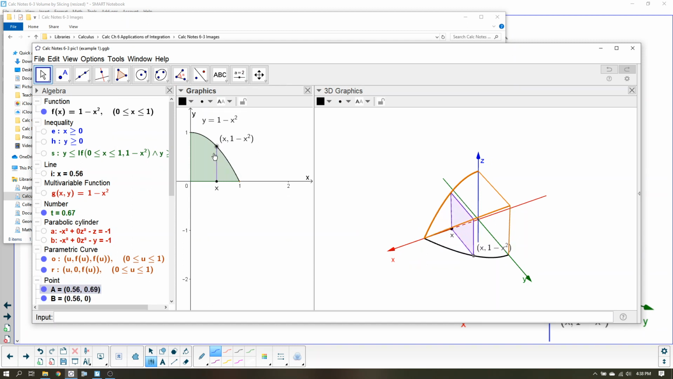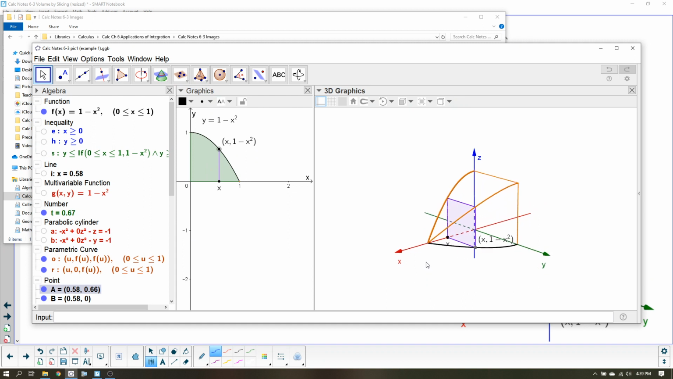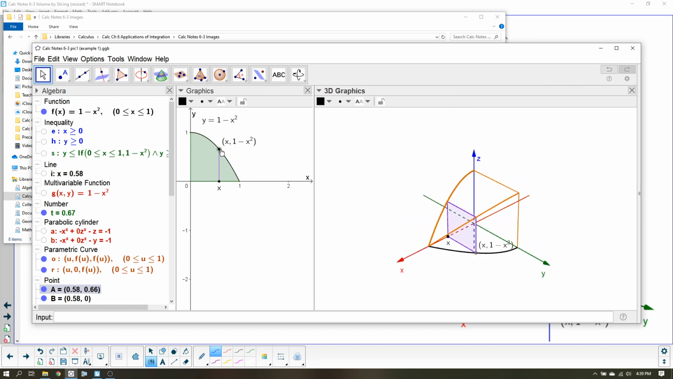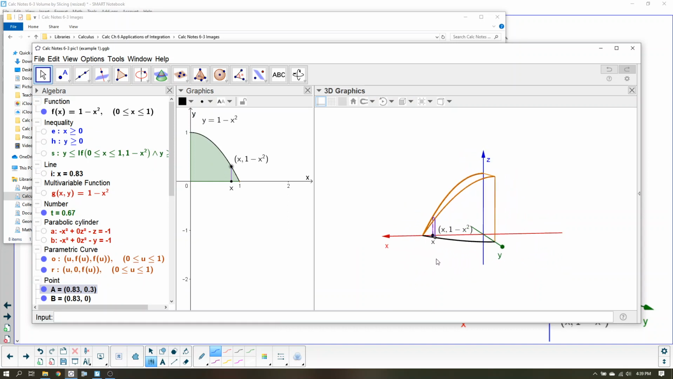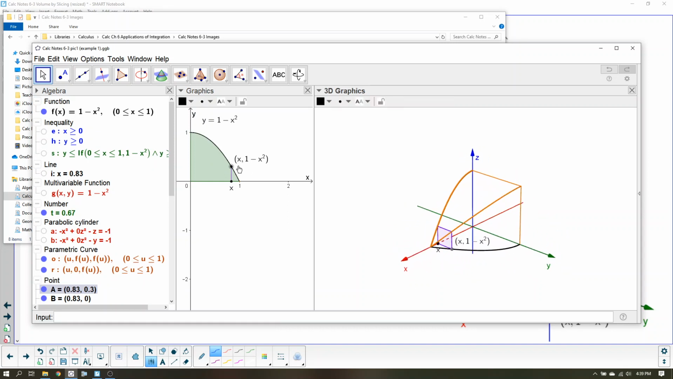That's the top point. Okay, so as I move that point, it moves my cross section on the other shape there. And you can see no matter where I slice, all of these slices are generating a square over there. And that's what gives us our three-dimensional solid. This is also what makes it so easy to calculate: every single cross section is the exact same shape, which makes finding the A of x much, much easier.